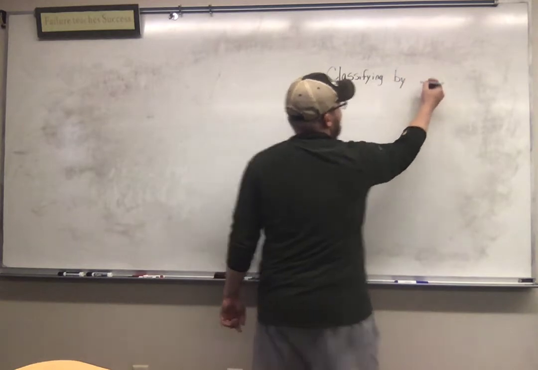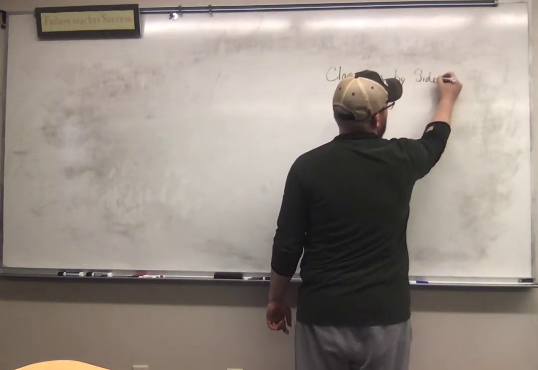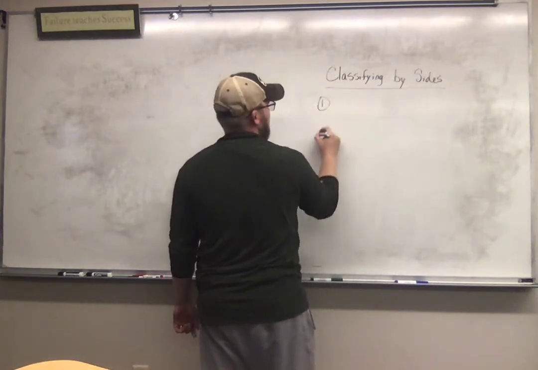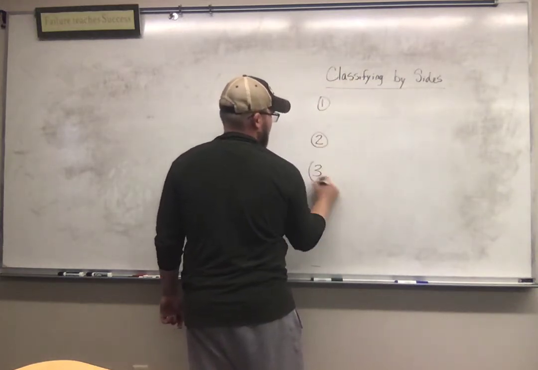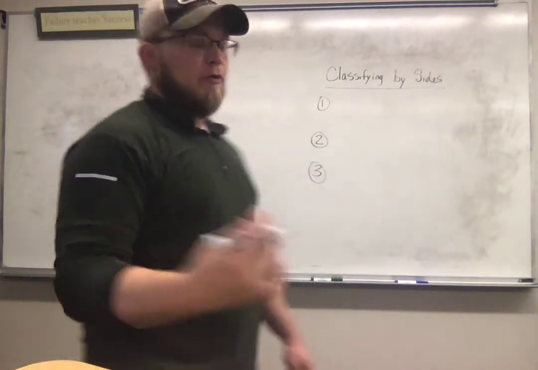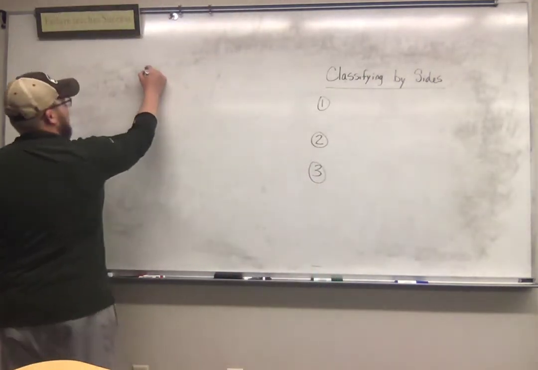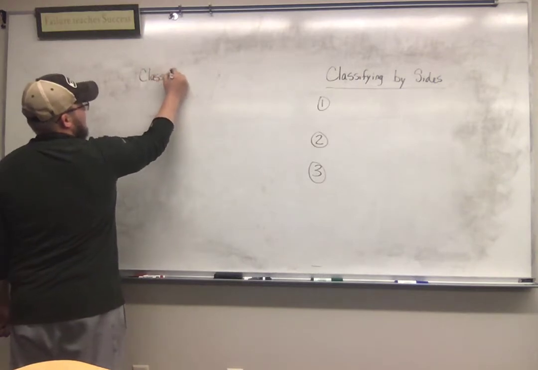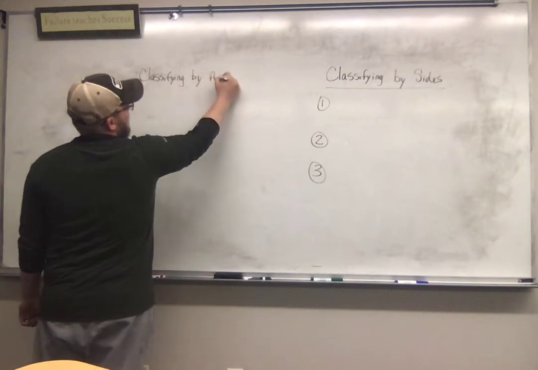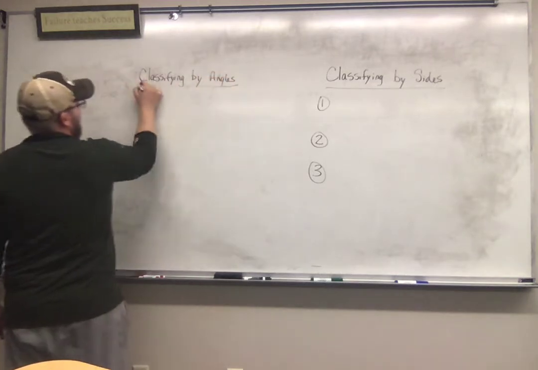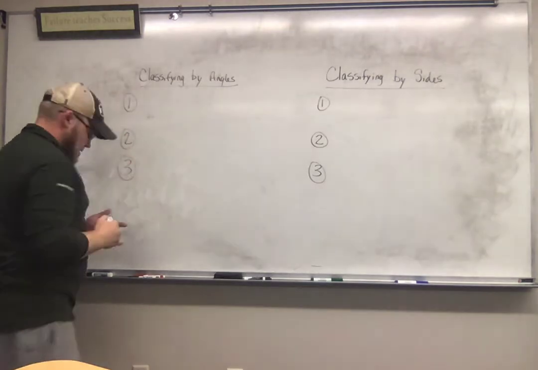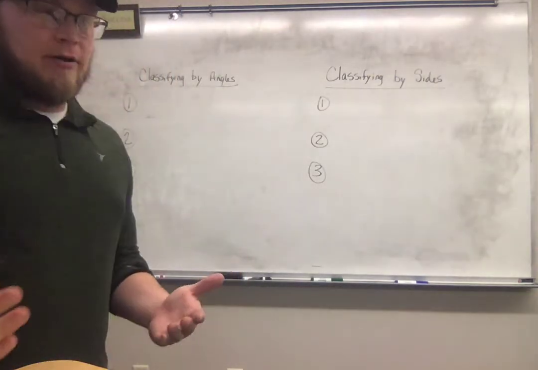Okay, so I'm going to write classifying by sides. There's three ways. And then the other way is classifying them by angles, which I know we're all familiar with, and I'll write that up here. Classifying by angles. There are also three ways to do that, okay?